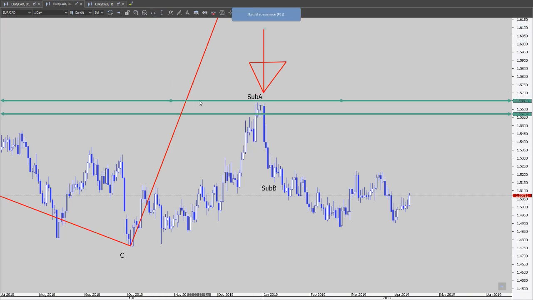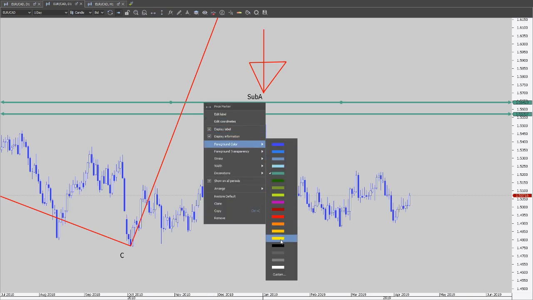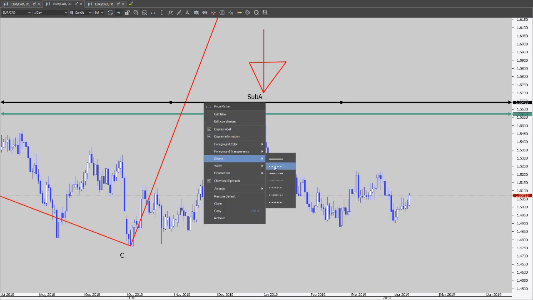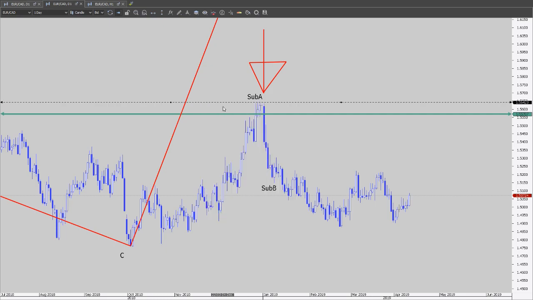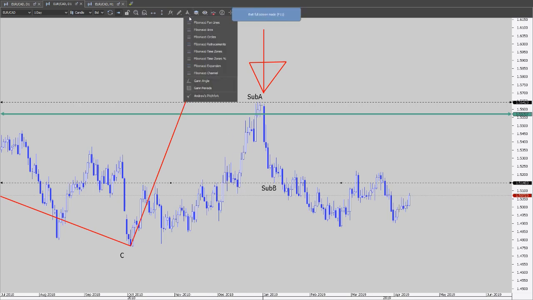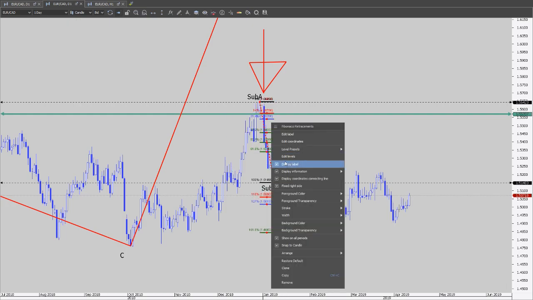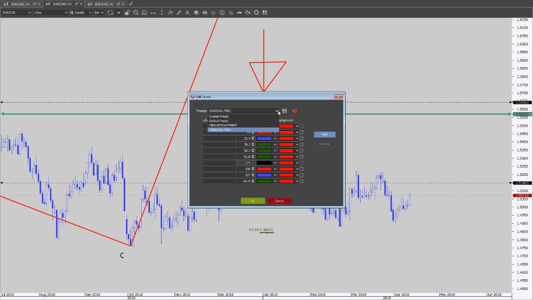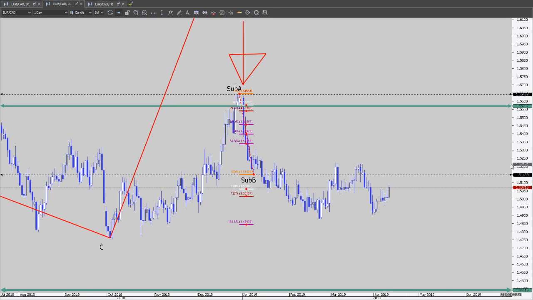Okay, horizontal line on the sub A, color coded differently, black, and this stroke, and like this, and this is going to be our sub B. And Fibonacci retracement tool, we are going to color code it differently to see clearly what is happening.